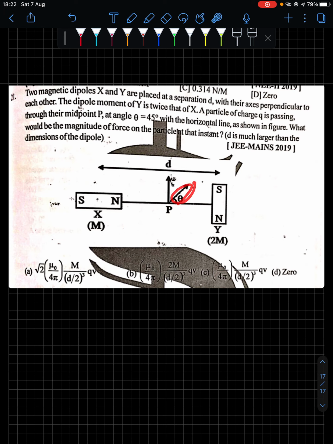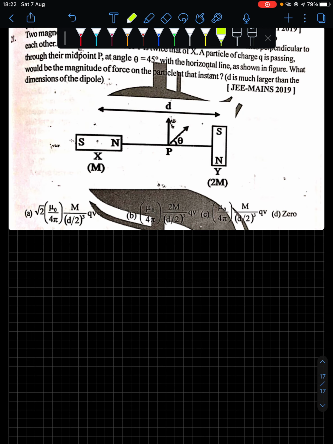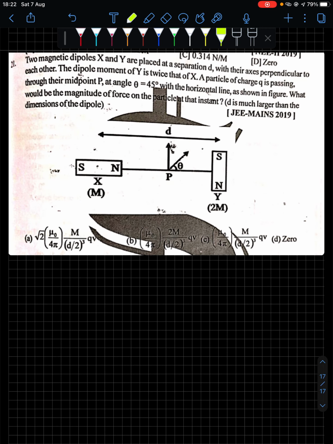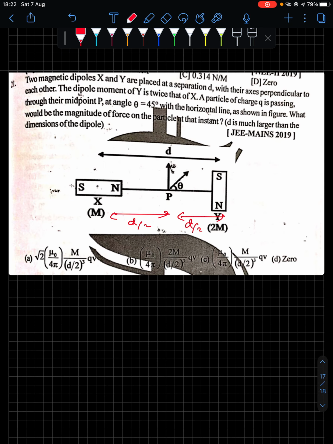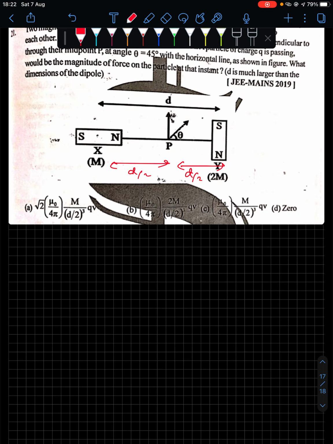Now the question is, what would be the magnitude of the magnetic force acting on this charged particle? Because this charged particle is moving in a magnetic field, right? The magnetic field is created by these two. So you see in the first situation, this is the midpoint given, that means these distances will be d by 2. This will be d by 2. This will also be d by 2.